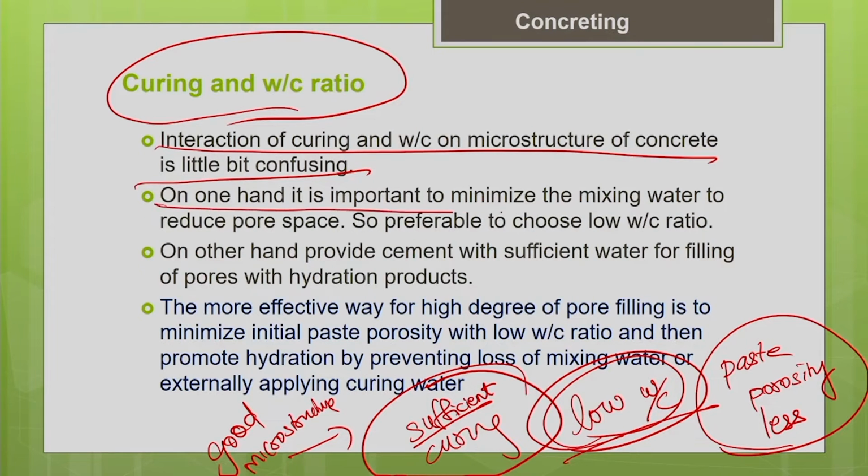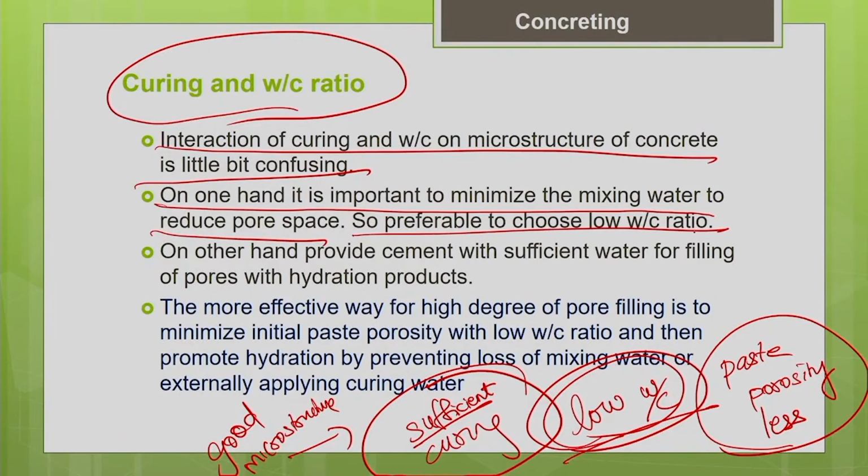On one hand, it is important to minimize the mixing water to reduce the pore space. So, you have to reduce the mixing water because the excess water will lead to more pores. So, it is preferable to choose low water to cement ratio. On the other hand, provide cement with sufficient water for filling of pores with hydration products. So, which one should I go for?